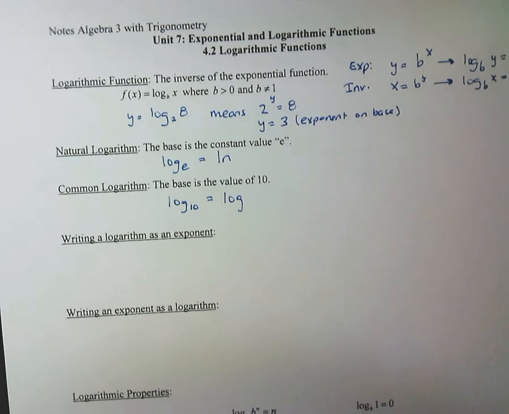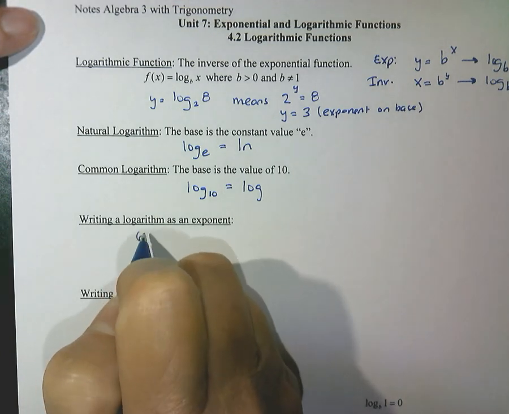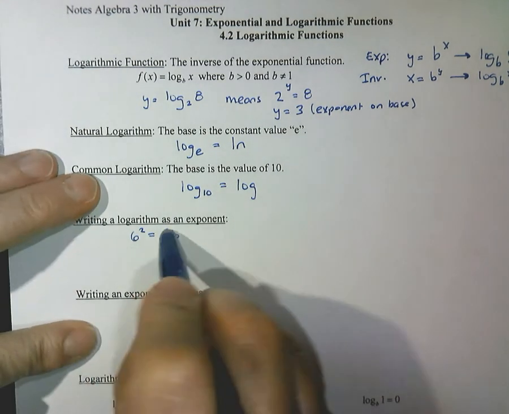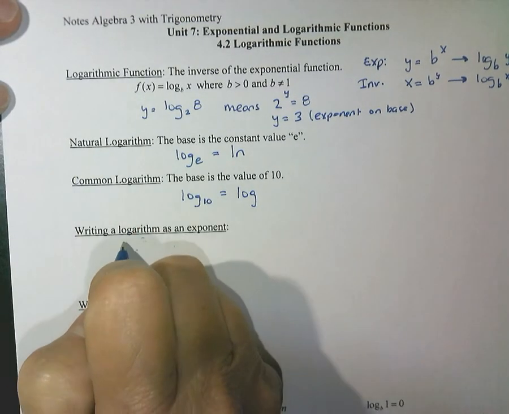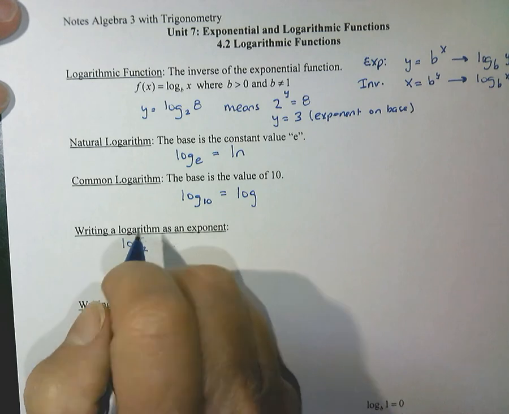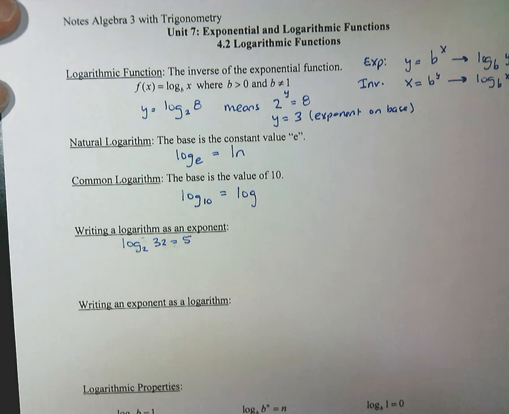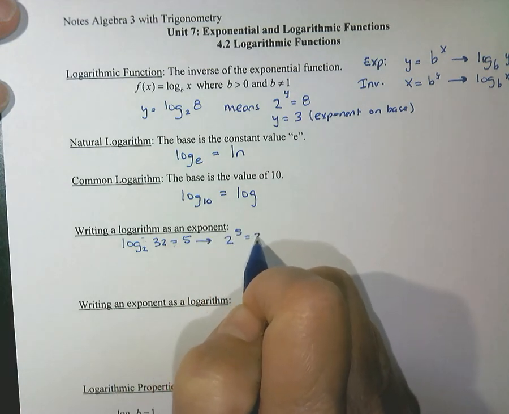When we rewrite exponents and logarithms, if we start with a logarithm and we want to rewrite it as an exponent, there's a pattern. Let me erase that, I'm going ahead of myself. Let's say I had log base 2 of 32 equals 5. What that means in exponential form is 2 to the 5th power equals 32.